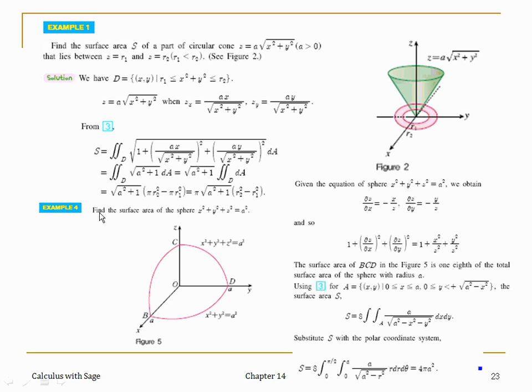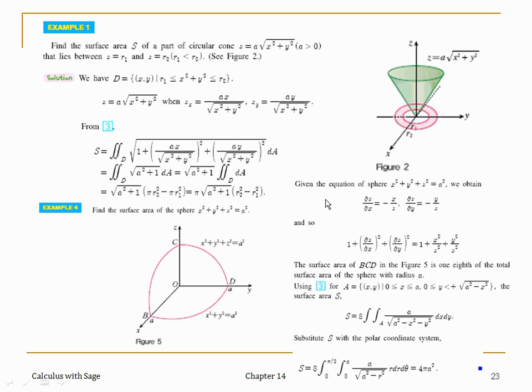Anyway, the next example shows how to find the surface area of the sphere. This one. We are looking for the surface area. How can we get it? So we try. This is a function. We can write this as g, a function of x and y. So we find the partial derivative of g with respect to x and the partial derivative of g with respect to y, and then we can form the function like this.